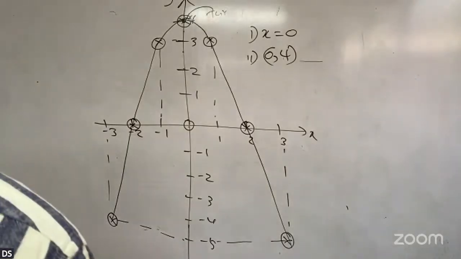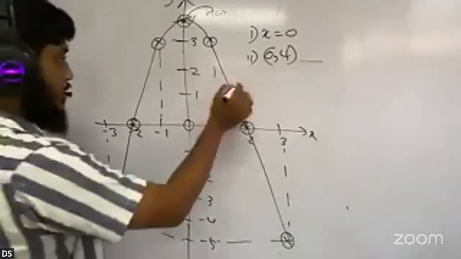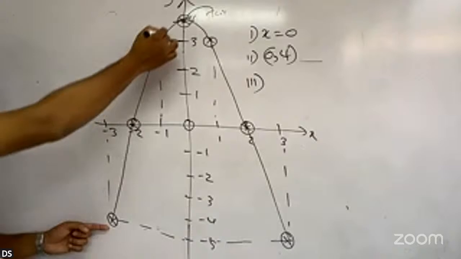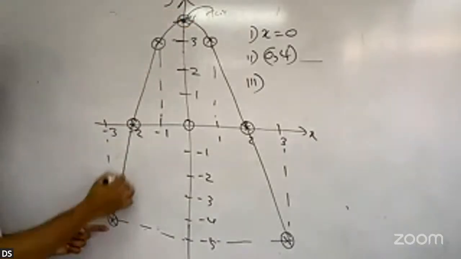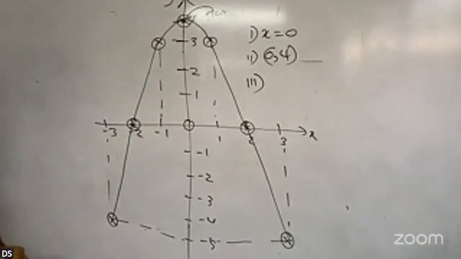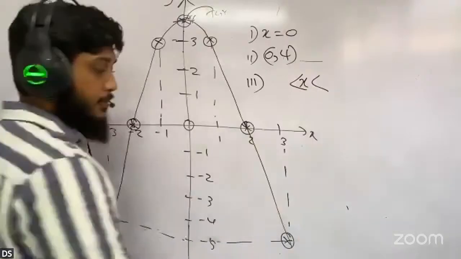Third one, write down the range of the values of x for which the function is increasing positively. From where to where is it increasing positively? From here to here it is increasing negatively. Here to here it is increasing positively. When you are writing intervals, you have to look only at the x values. So how do you write the interval? You have to write x and put this sign.